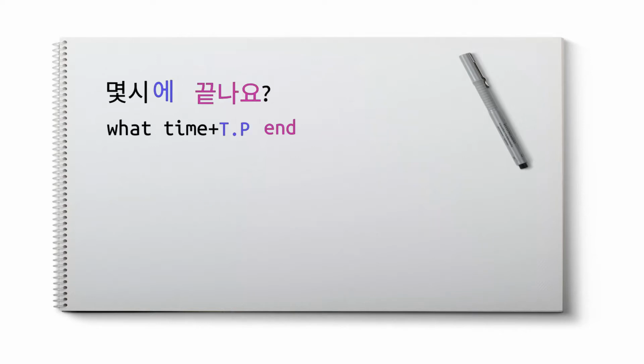So, next page. 몇 시, what time. 에 is a time particle. 끝나요 is the verb 끝나다 as a dictionary form for to end, or it could be to finish. So this translates to: at what time does the meeting end? In this phrase, as you notice, the meeting as a subject noun has been omitted.